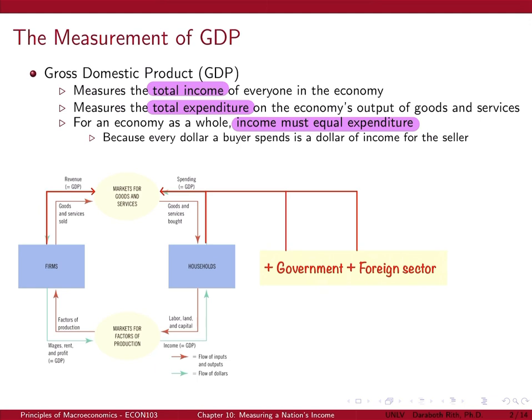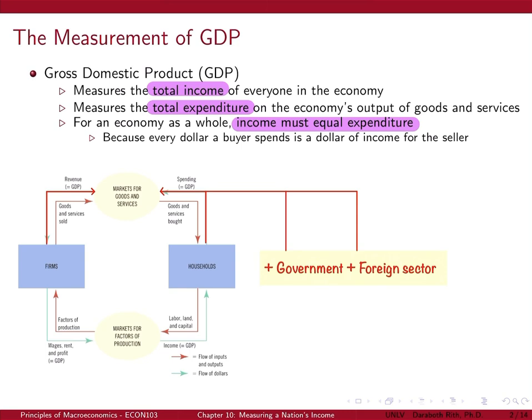GDP is a key economic indicator representing the total income earned by everyone in the economy and the total expenditure on the economy's output of goods and services. It's crucial to note that in any economy, total income must equal total expenditure. This balance occurs because every dollar spent by a buyer translates into a dollar income for the seller.